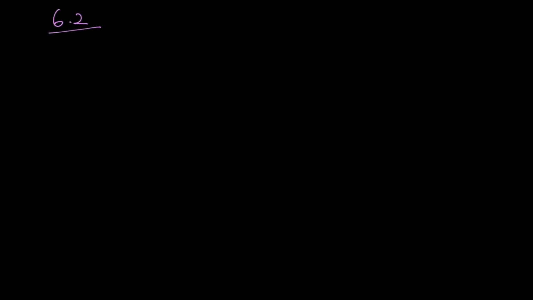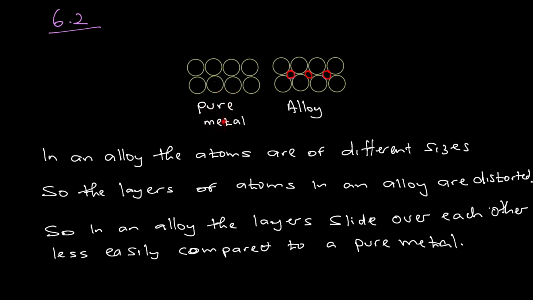Question 6.2. Explain why alloys are harder than pure metals. Okay, so this is pure metal and that's alloy. Alloy is a mixture of metals. In an alloy, the atoms are of different sizes. So the layers of atoms in an alloy are distorted like that. This is a pure metal. So in an alloy, the layers slide over each other less easily compared to a pure metal. If you look at pure metal, the layers can slide over each other easily compared to an alloy, which is less likely. And because it's less likely, it's going to be harder than the pure metal.